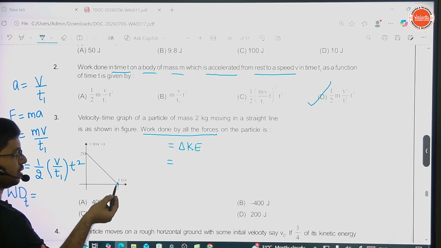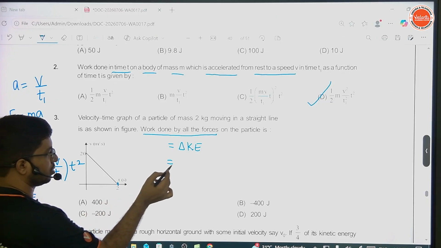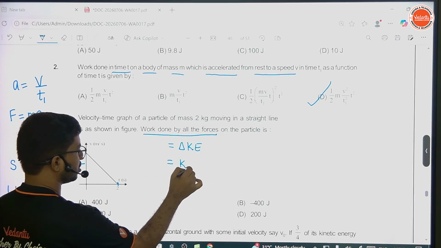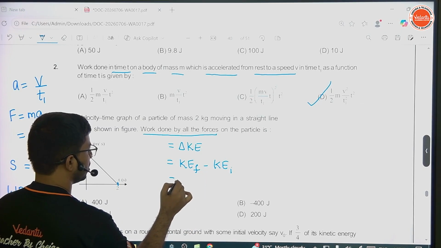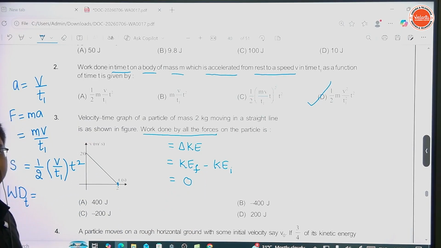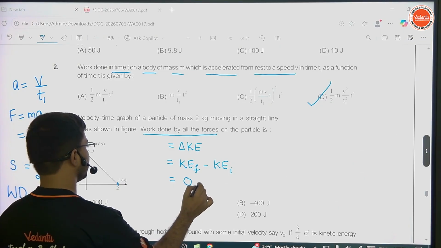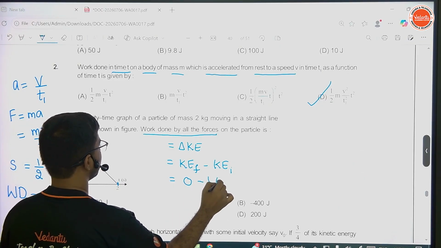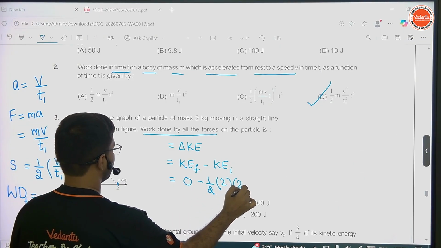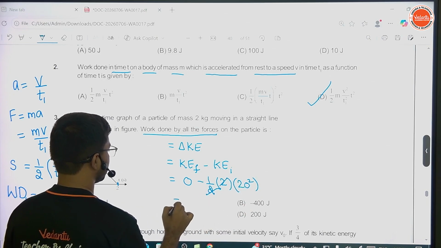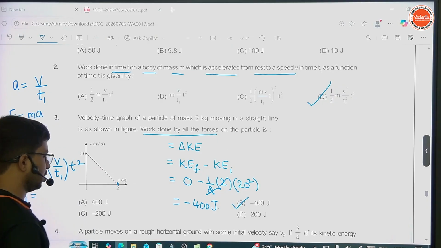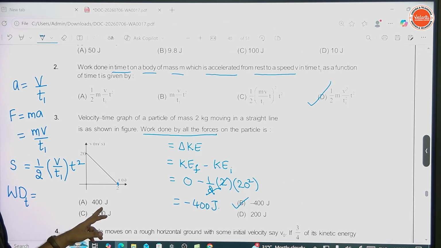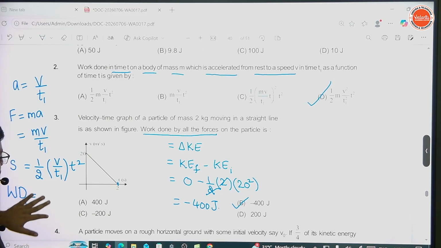So what is the velocity over here at 2 seconds? 0, right? So your final kinetic energy is 0, and this is KE final minus KE initial. And what is the initial kinetic energy? Half times m, which is 2, into 20 square. So we'll get minus 400 joules, which is option B. Plus 400 is also there, so you have to be careful on that. Understood now? Right. Then move to the next question.